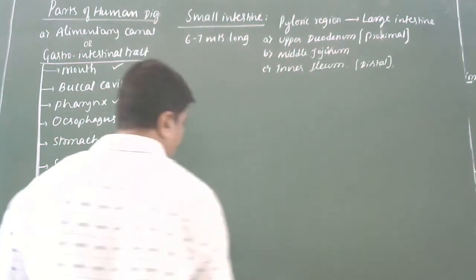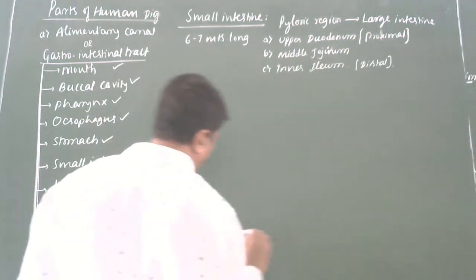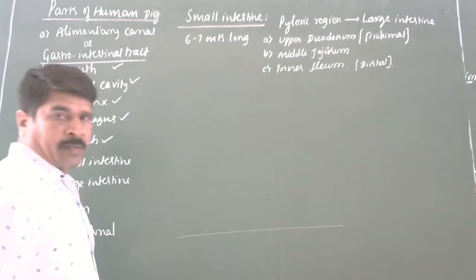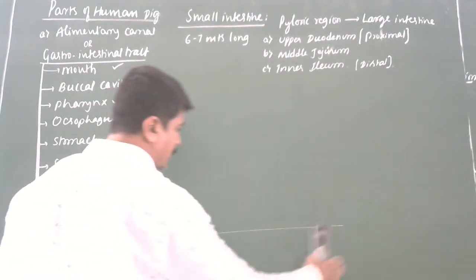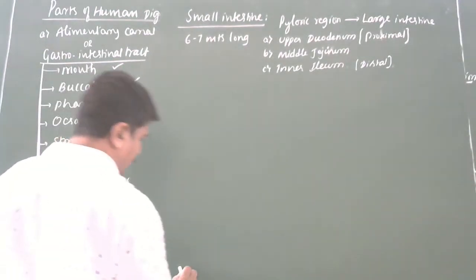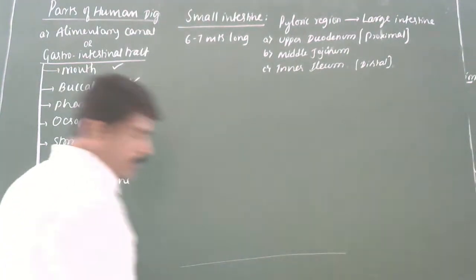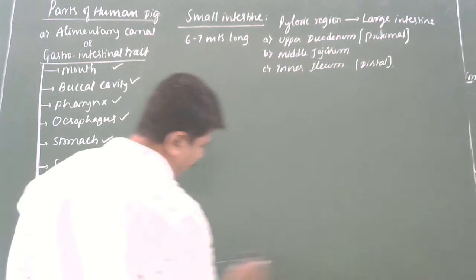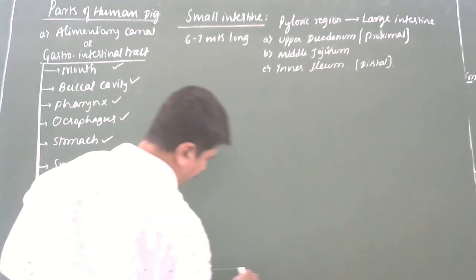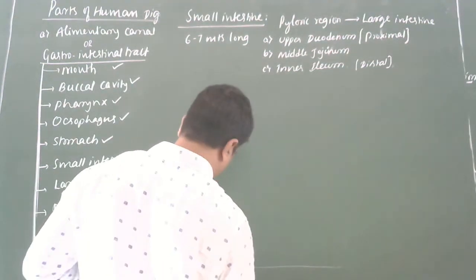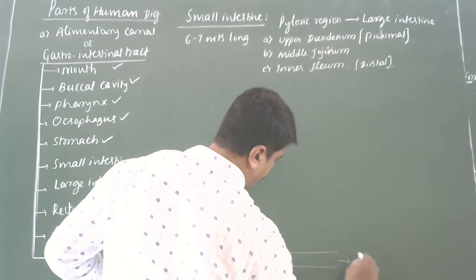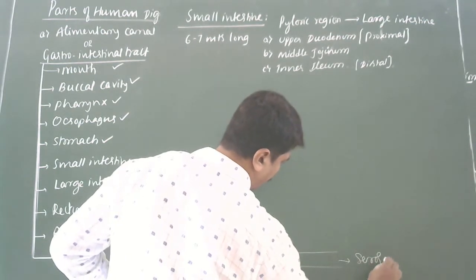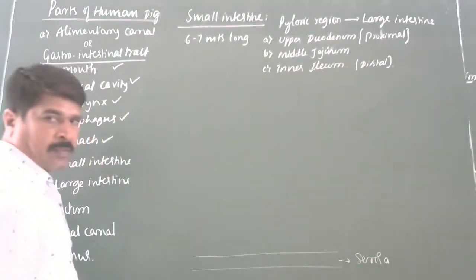A TS of the small intestine shows four different layers, namely an outer serosa.